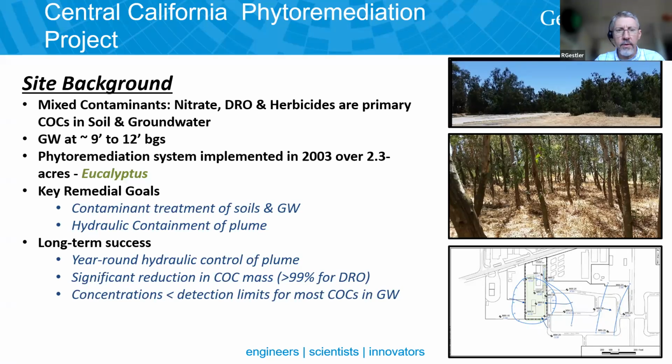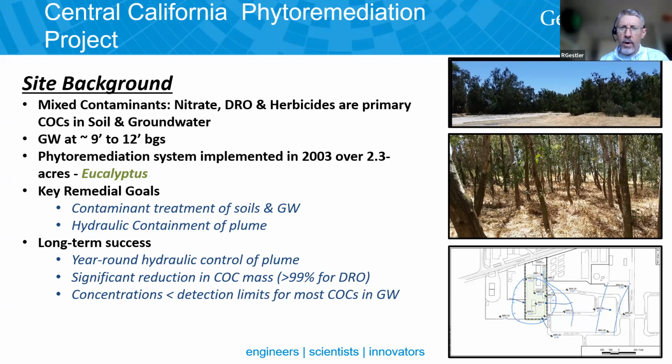So it's a suite of contaminants, primarily nitrate by mass, nitrate fertilizer, but as well we have diesel range petroleum hydrocarbons, and a whole array of herbicides, everything from Dinoseb to soil fumigants like 1,2-dichloropropane and 1,2,3-trichloropropane.